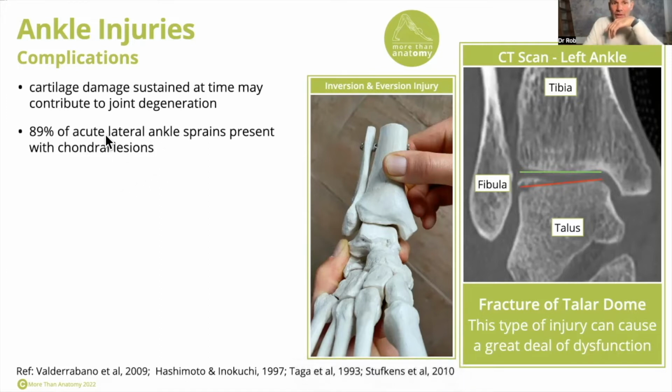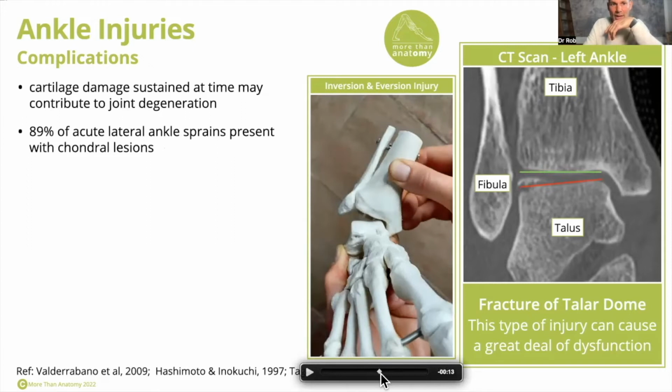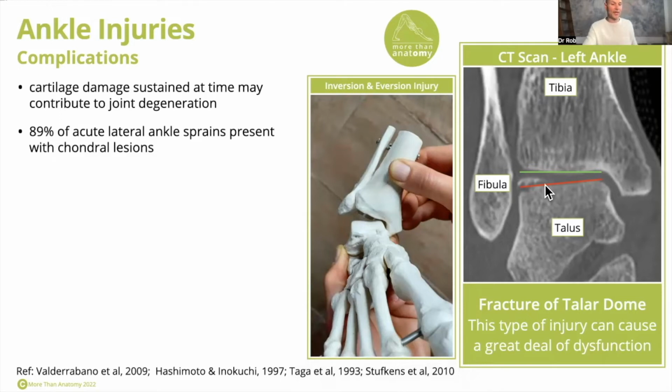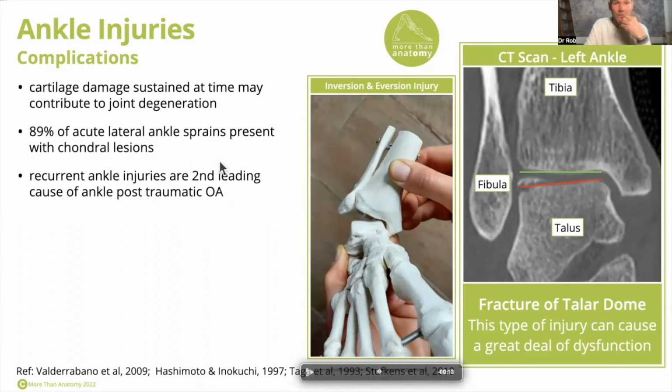89% of lateral ankle sprains, so the sprains with inversion injury, so the joint has gone, as I talked about, that way, 89% of them will have an injury to the cartilage. Not as severe as this, but there'll be some minor damage. In the short term, that will be quite uncomfortable. And in the long term, as I said, it can lead to osteoarthritis. At that point, the recurrent ankle injury, so an individual who sprains their ankle once and then keeps doing it, recurrent, is the second leading cause of ankle post-traumatic osteoarthritis.